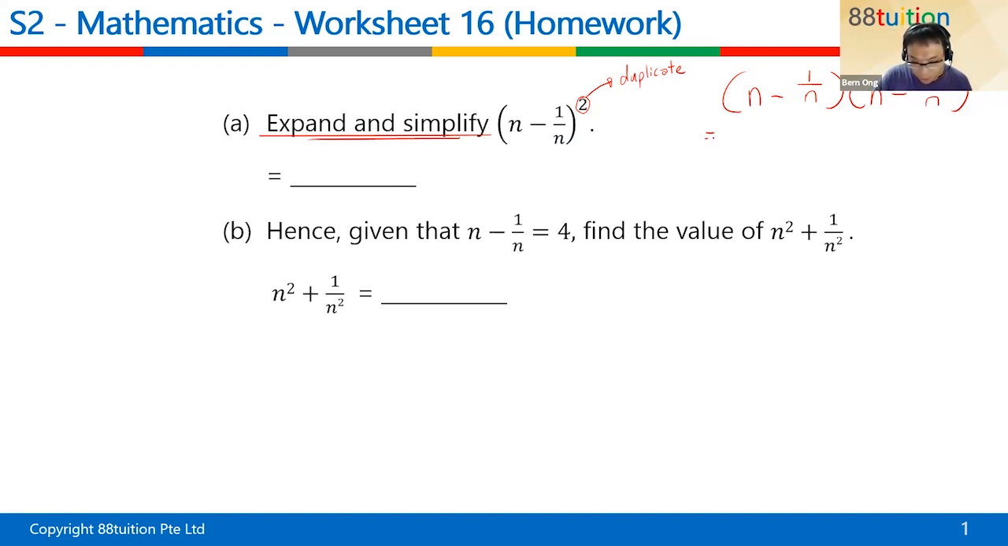Then what happened? The question asks you to expand, right? So what must you do? Expand, right? So n times n will give you n square. n times minus 1 over n. If you don't know, you can do a side working. n times negative 1 over n, what do you get? This n is actually n over 1. In primary school, we do this. The top and the bottom, if they have the same thing, you can cancel. Eventually after you cancel, you're left with a minus 1. So n and n can cancel, so down here you have a negative 1.